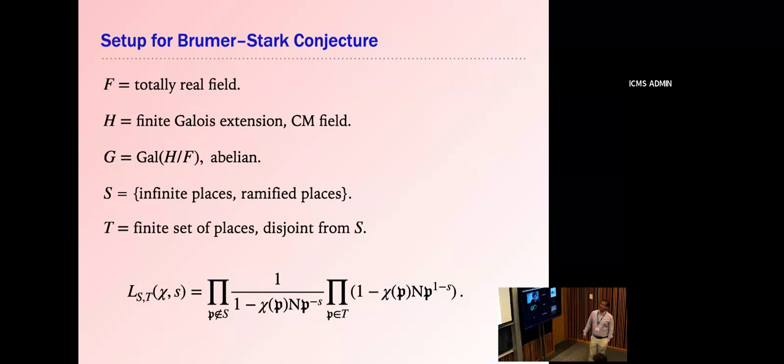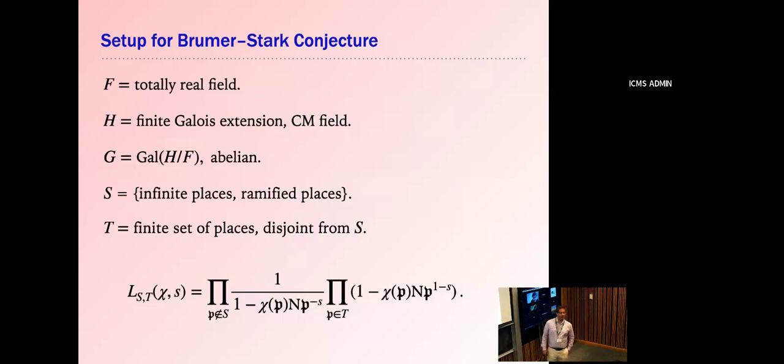Okay, and so we're going to take a finite abelian extension of this called H, and because of the method that we're going to be applying, namely the Brumer-Stark conjecture, we're going to assume that H is a CM field. I'm going to write G for its Galois group, and then for technical reasons, we need two auxiliary sets of primes of the ground field F. We need S, which contains all the infinite places and the ramified places, and then we need another set called T, which is disjoint from the set S.